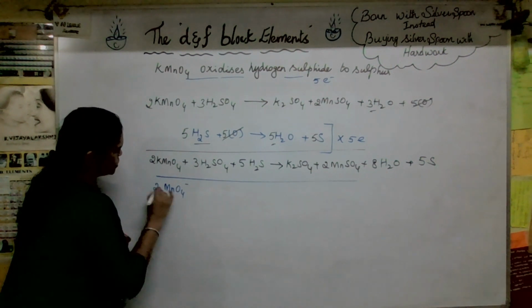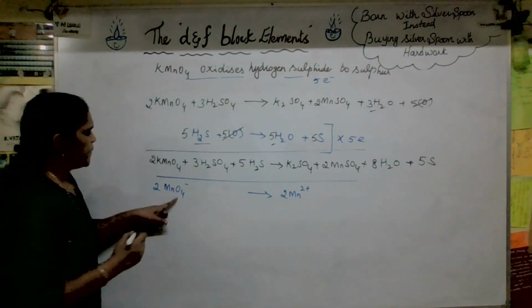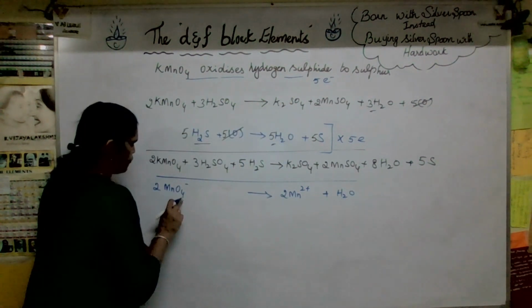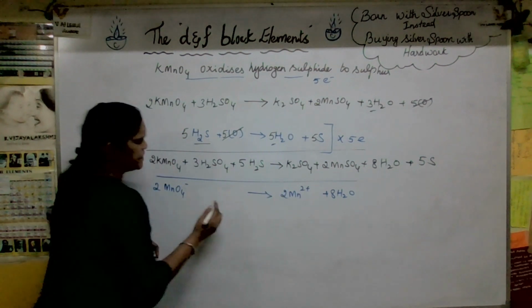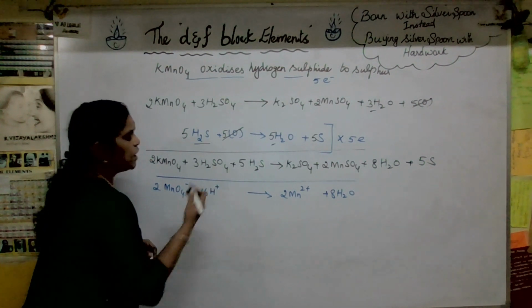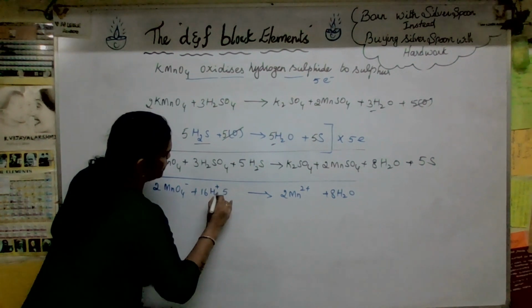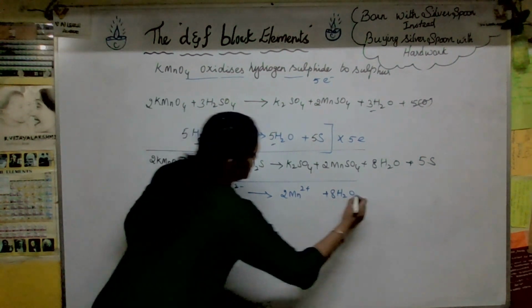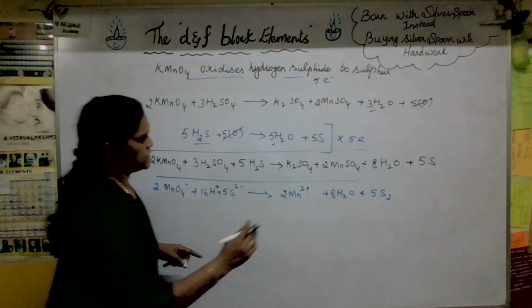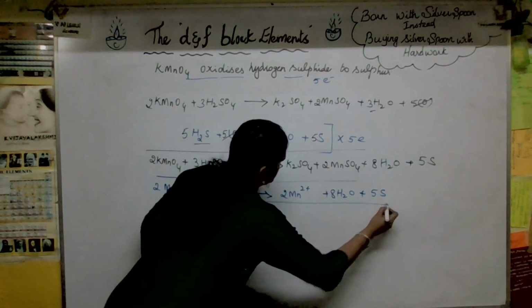Now, how to write the ionic equation? 2MnO4 minus gives 2Mn2 plus. How many oxygen? According to that, you have to write water molecules. How many here? 4, so 4 twos are 8. How many hydrogen? According to that, you have to write H plus ions, and here 5. Hope you're clear with this.